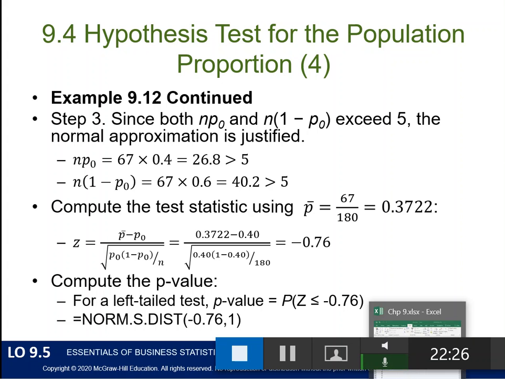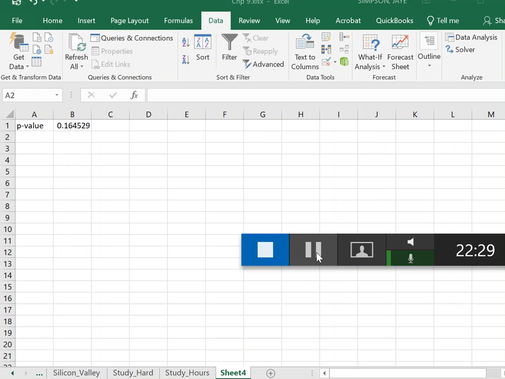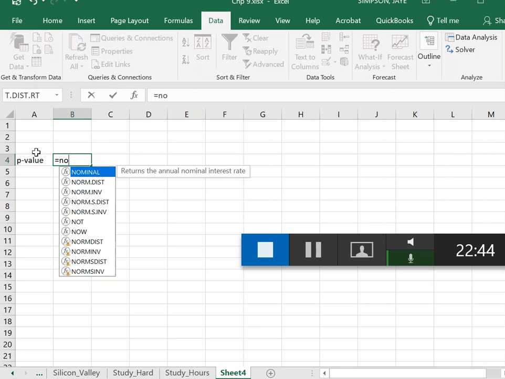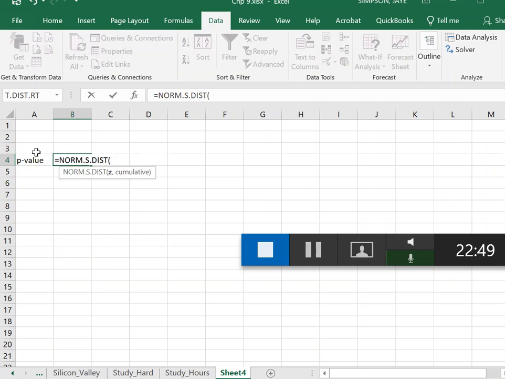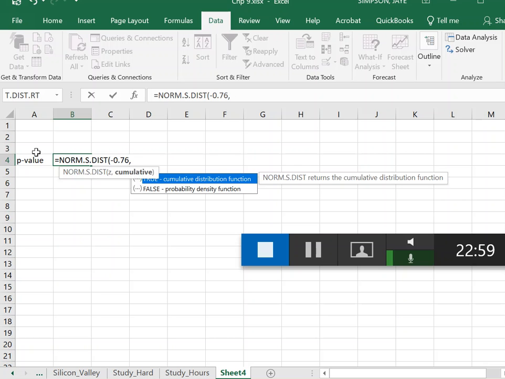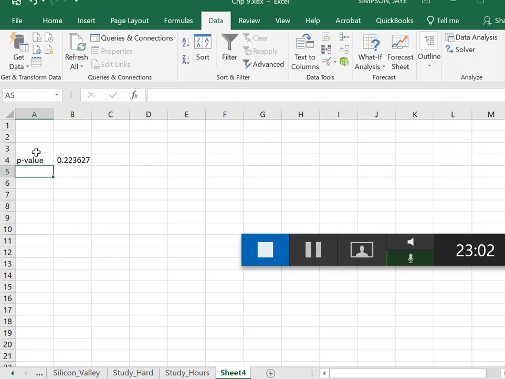So let's jump over here to Excel. So here I'm back in that blank worksheet that I was working in before. Here we have our p-value from earlier. So let's just delete that there. And we'll go in and calculate our new p-value, where we're going to say the standard normal distribution, NORM.S.DIST, where my z-score that I just calculated was a negative 0.76. Remember, it's in the left tail, so it's always negative if it's in the left tail. And it is cumulative. And so here I get a p-value of 0.22. So since that is greater than 0.05, we cannot reject the null hypothesis.